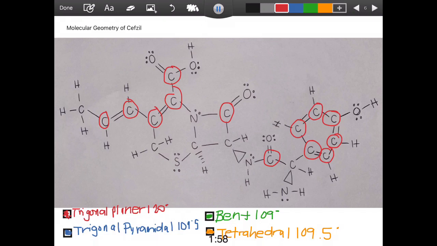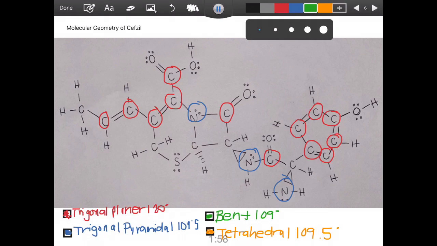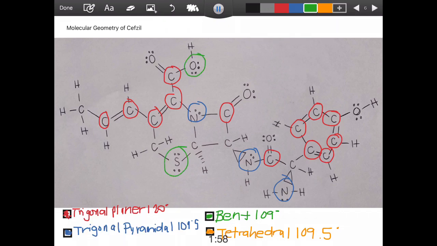Okay, next we're going to move on to trigonal pyramidal, which we are going to do in blue. And it's going to be this nitrogen. So just all the nitrogens. And then we're going to move on to bent, which is in green, which is going to be this sulfur, this one, and this one.